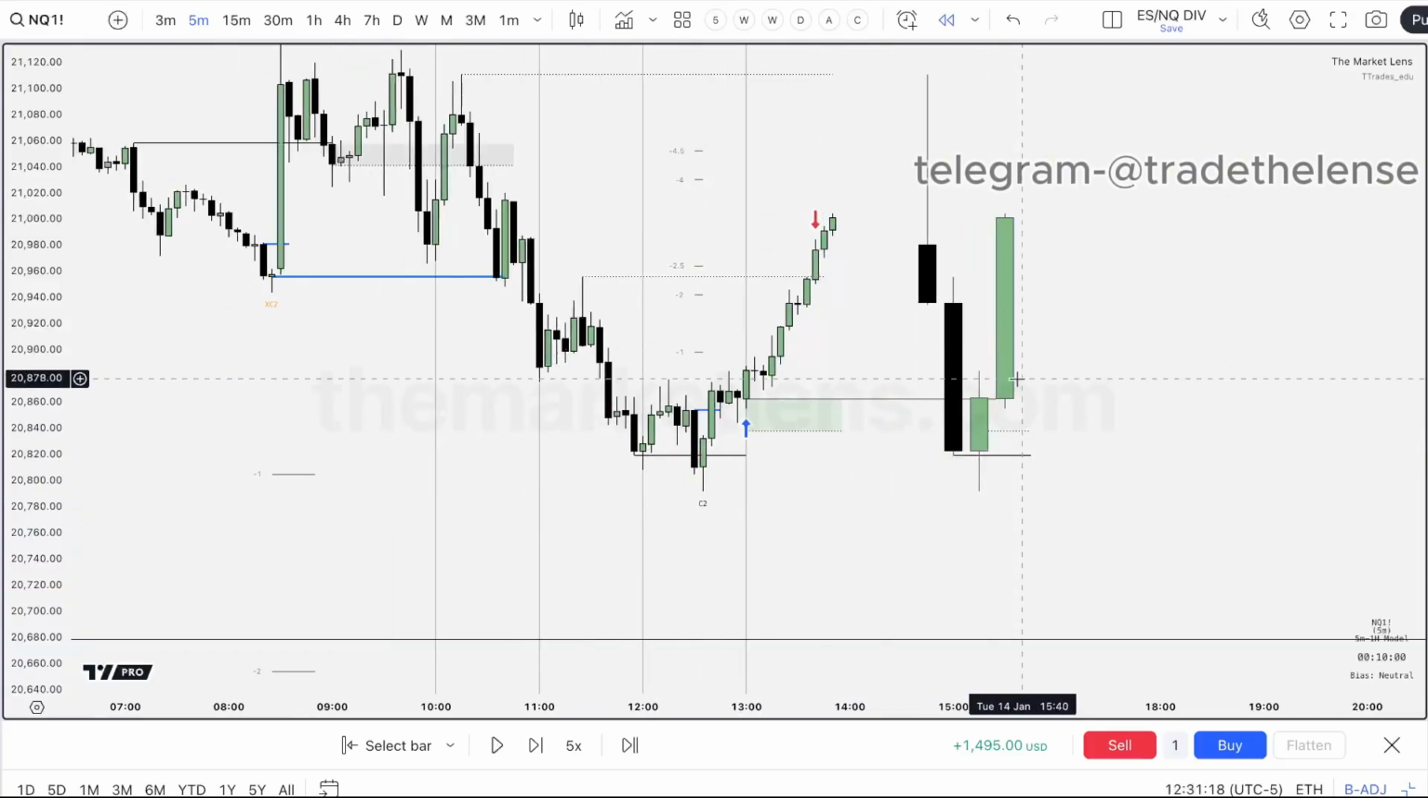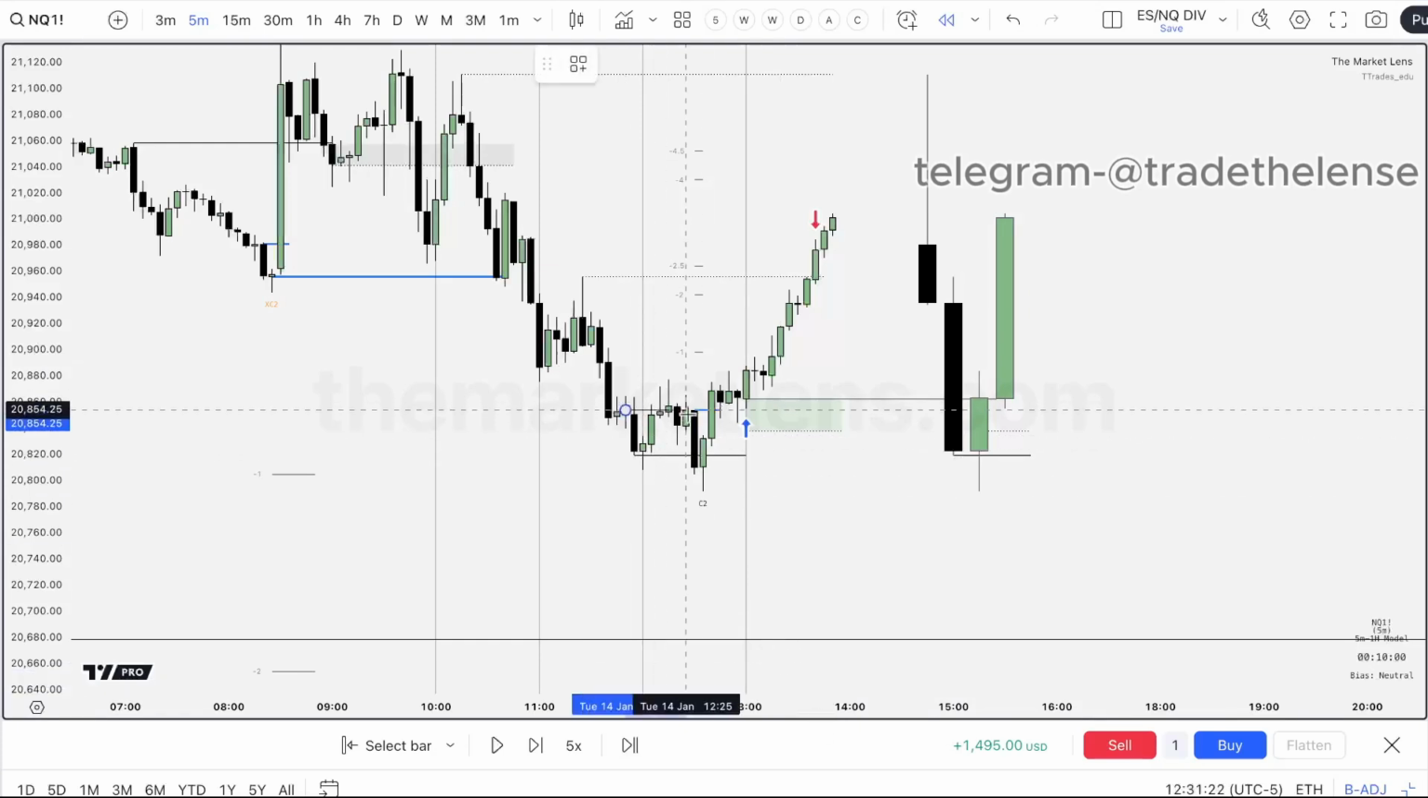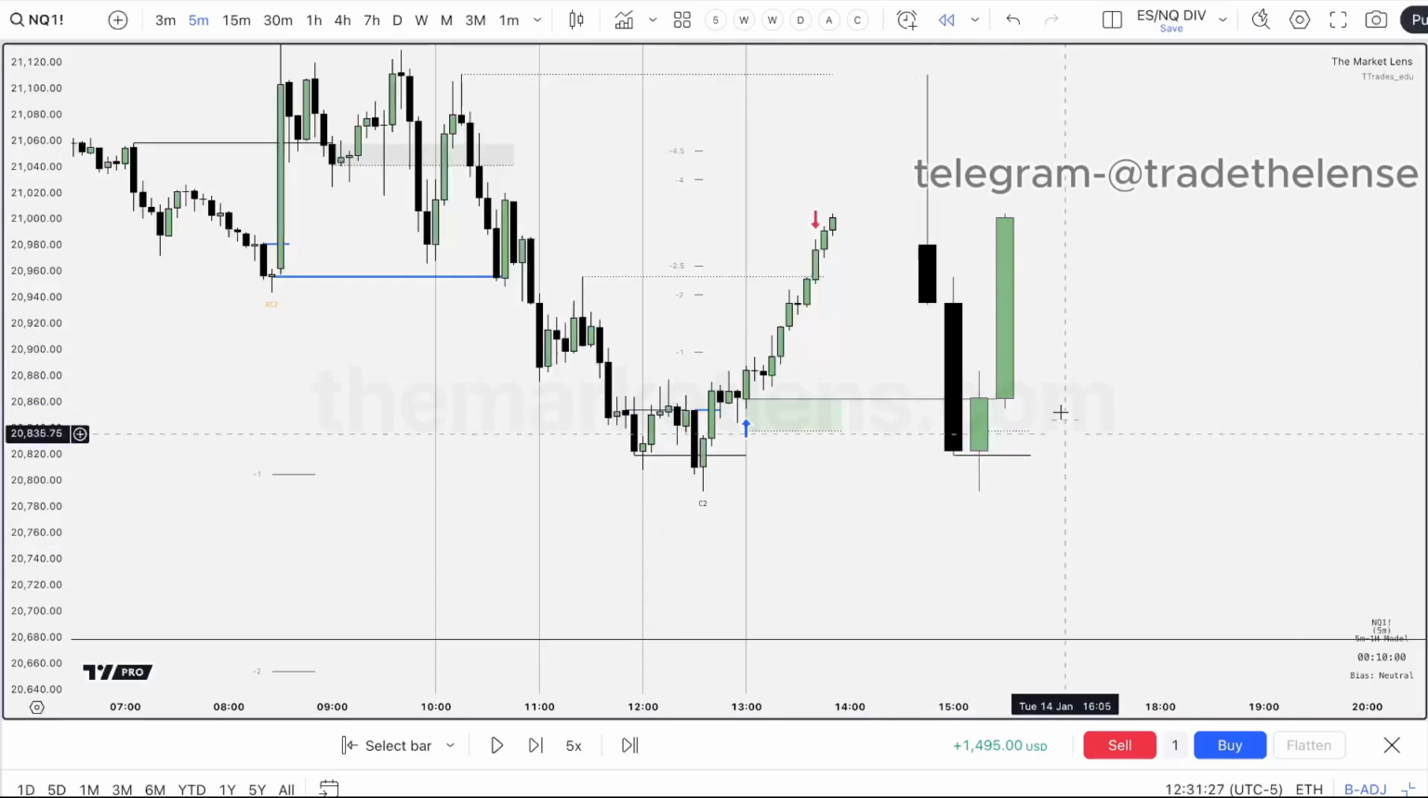If I was just not using higher time frame candles and I was just looking at the change in the state of delivery, that's a change in the state of delivery right there. Why am I not long? Well, now you see why I have two filters in place.